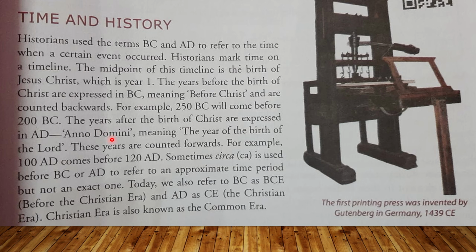AD, Anno Domini. BC means before Christ. AD means Anno Domini, the year of the birth of the Lord. Jesus was considered in the year 1 itself as the Lord. These are counted forward. For example, 100 AD comes before 120 AD.